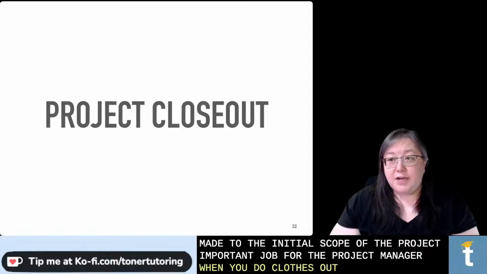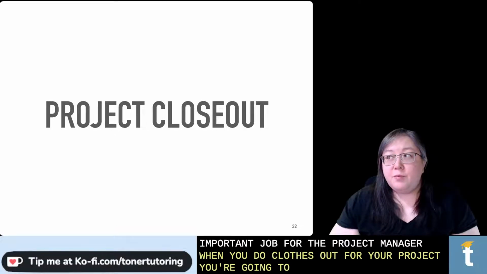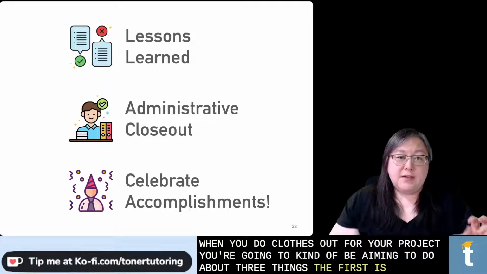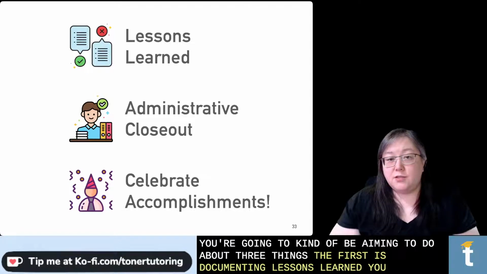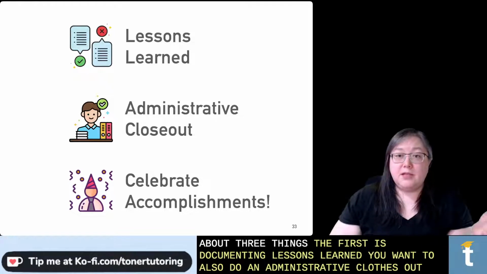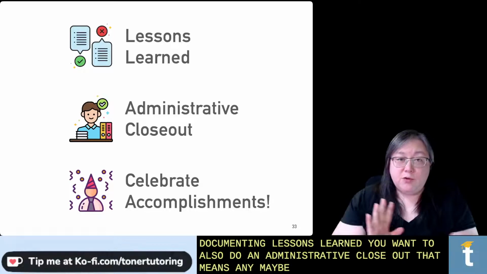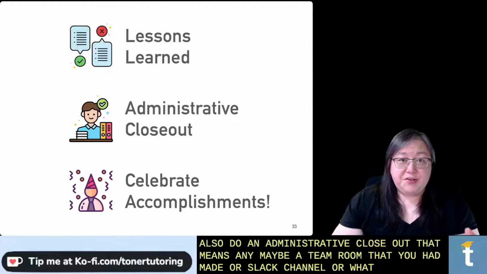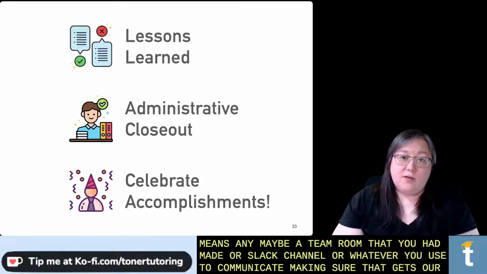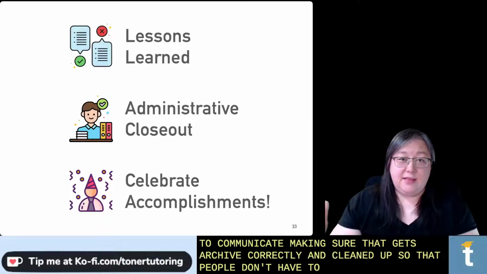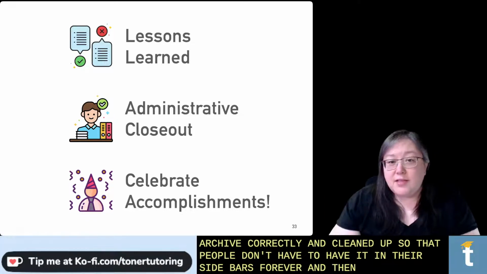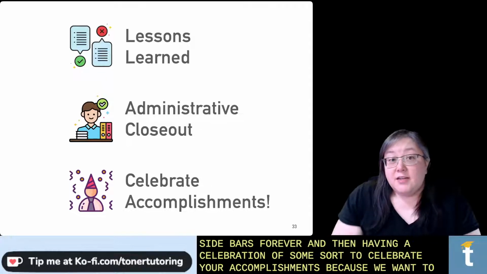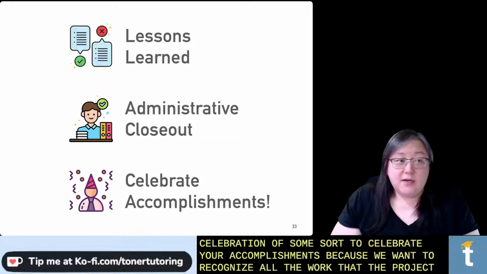When you do closeout for your project, you're going to be aiming to do about 3 things. The first is documenting lessons learned. You want to also do an administrative closeout. That means maybe a team room that you had made, or a Slack channel, or whatever you use to communicate, making sure that gets archived correctly and cleaned up so that people don't have to have it in their sidebars forever. And then having a celebration of some sort to celebrate your accomplishments, because we want to recognize all the work that the project team has done.